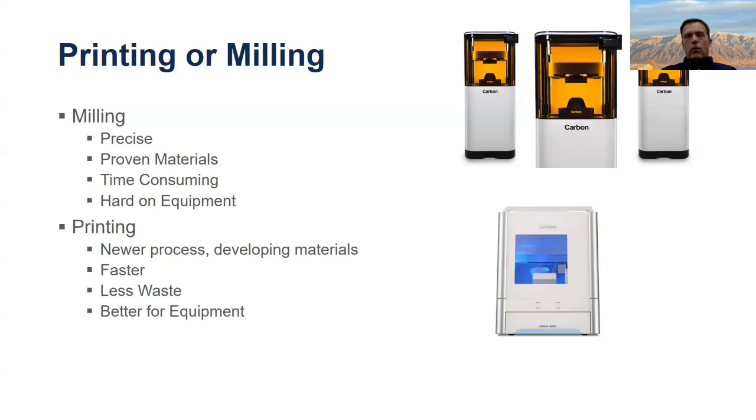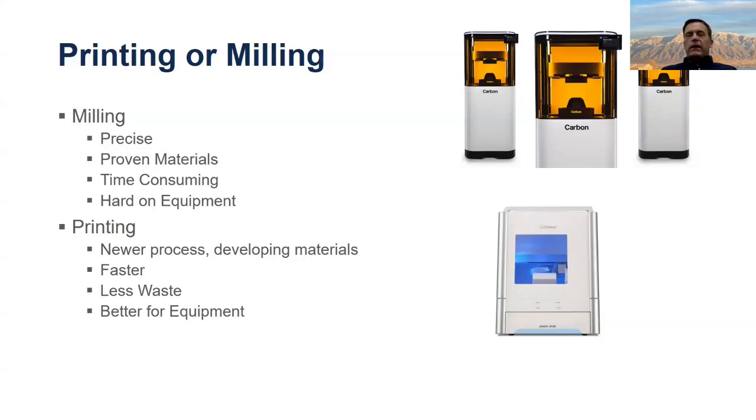A couple of years ago, I would say milling definitely had the edge because a milled PMMA was the sturdiest thing that we could get. With the current generation of printed materials, we're finding materials that meet or exceed the strength of that PMMA. So now printing, I would say, has the edge.